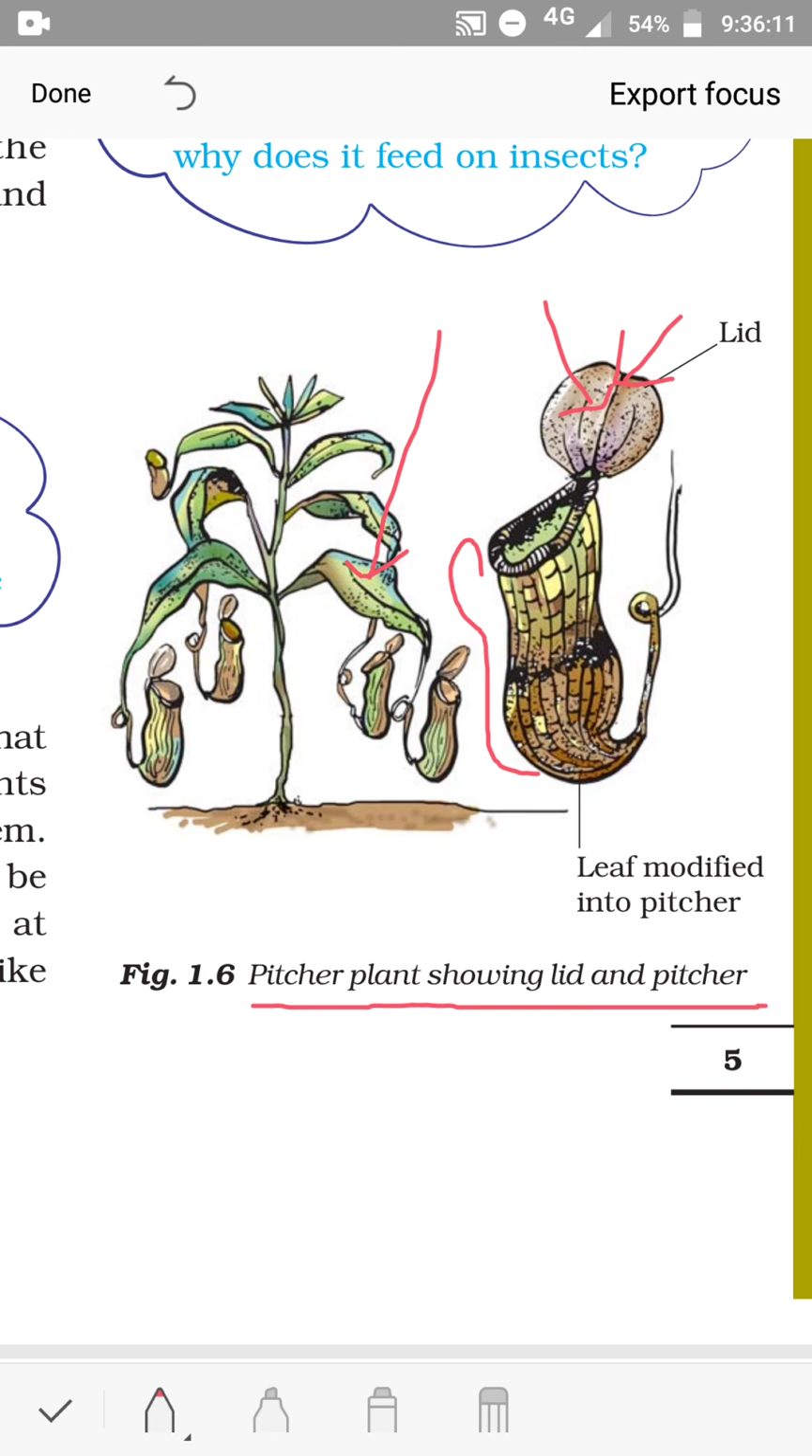So today we have learnt about two examples of heterotrophic mode of nutrition in plants. One is parasitic, example Cuscuta or amarbel, and the other is insectivorous plants, which are partial heterotrophs. Examples: pitcher plant, Venus flytrap, sundew, drosera.